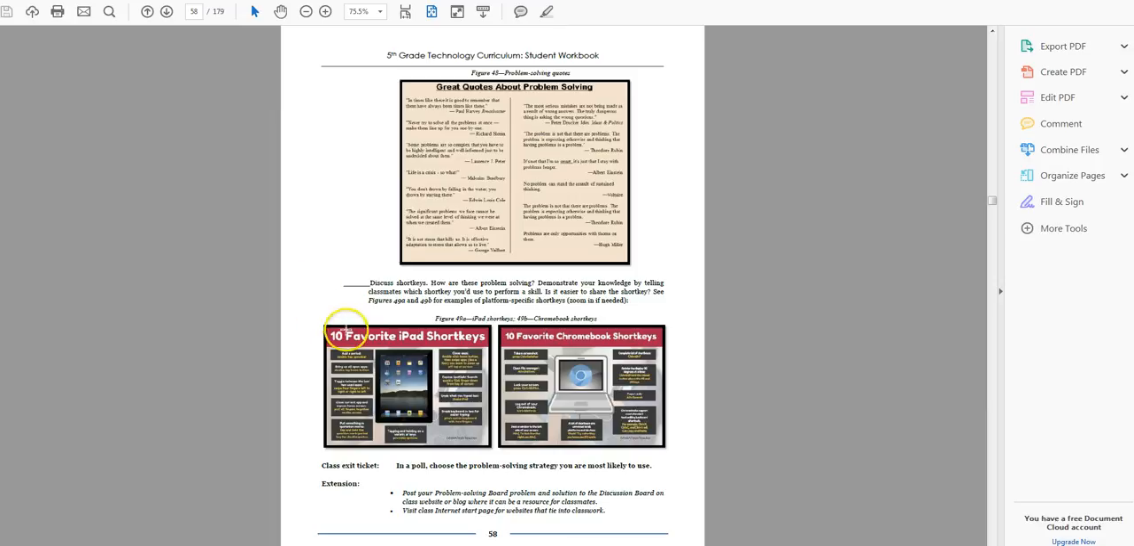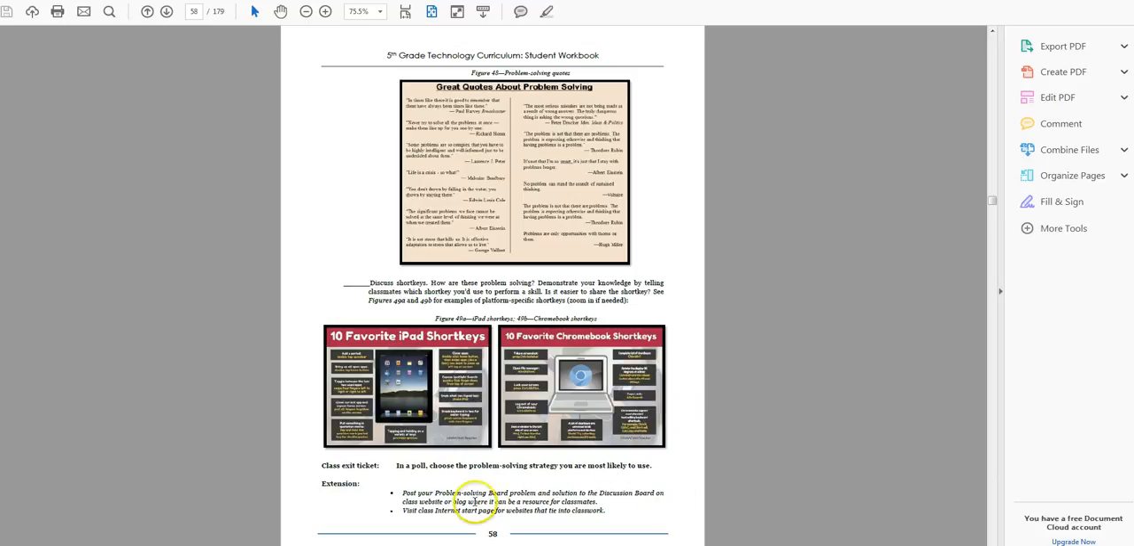Class exit ticket: choose the problem solving strategy you're most likely to use. So you'll list them and have students choose it. Ask them to put some thought to this before they check it, but 2 to 3 minutes, that's all you're going to spend. So think about it a little bit, then go to the poll wherever you have it on the class screen, or it's shared out and they can go to their Google Classroom and do it.